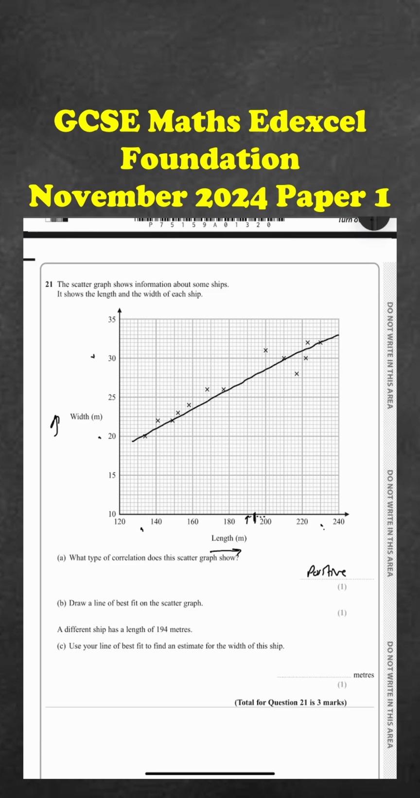Follow the line up to our line of best fit, which is about here, just above the middle point between 25 and 30. So I'm going to say 27.5 meters. And the mark scheme gives you anything between 26.5 and 29.5.